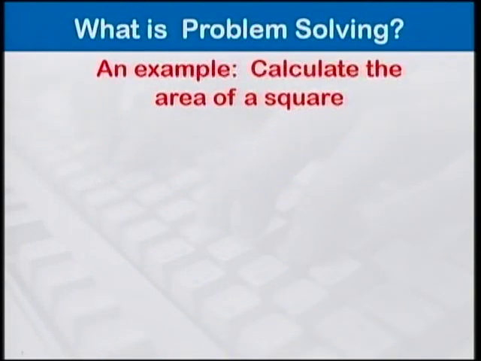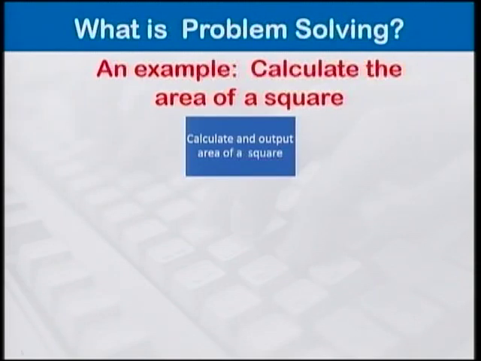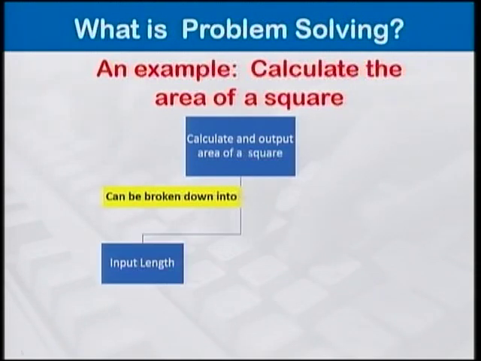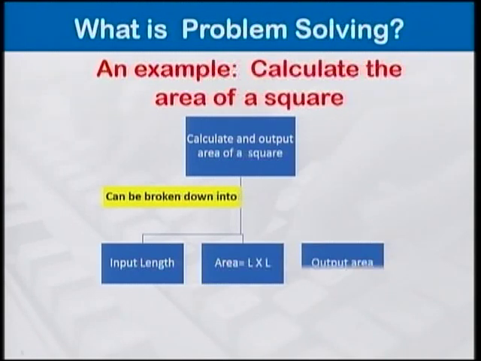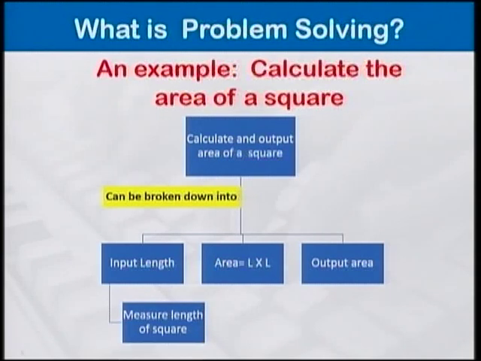For example, if you want to calculate the area of a square, we need to break it down into smaller and easier to solve parts, such as input the length, then we need to calculate the area, and finally output the area. To be able to input the length, we need to measure the length of the square.